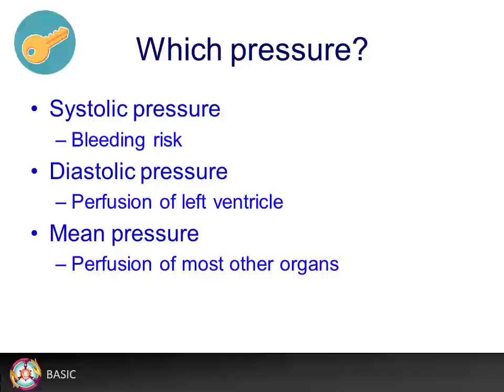Which pressure matters, systolic, diastolic, or mean? The pressure that matters most depends on the clinical situation. In patients with a high risk of bleeding, the systolic pressure is the most important. Diastolic pressure is a major determinant of left ventricular coronary blood flow, and therefore is particularly important in patients with poor coronary blood flow, while mean arterial pressure is a major determinant of perfusion pressure of the other organs, including the right ventricle.